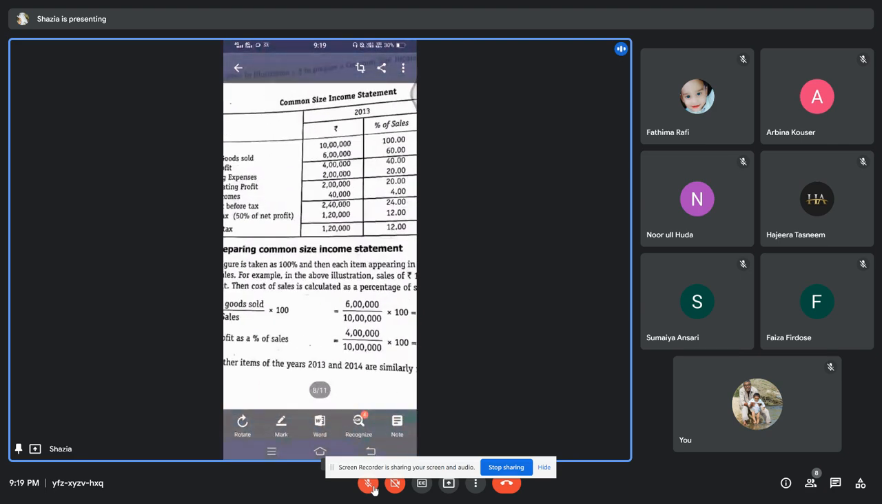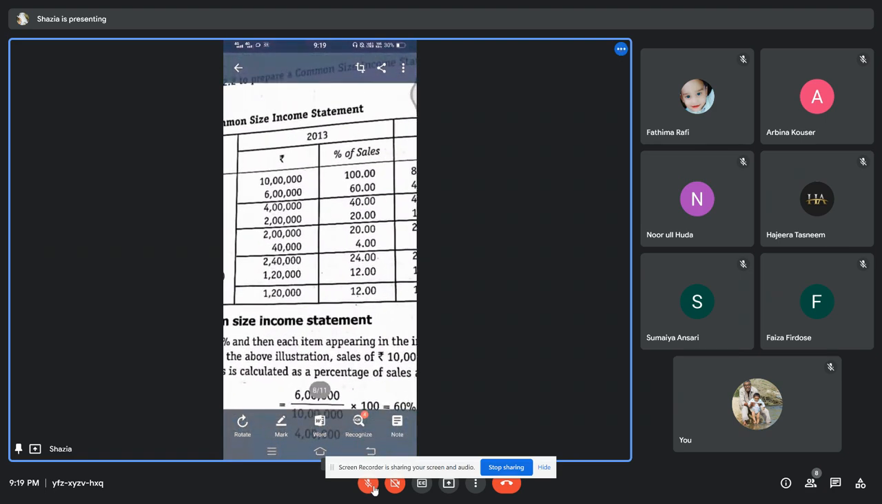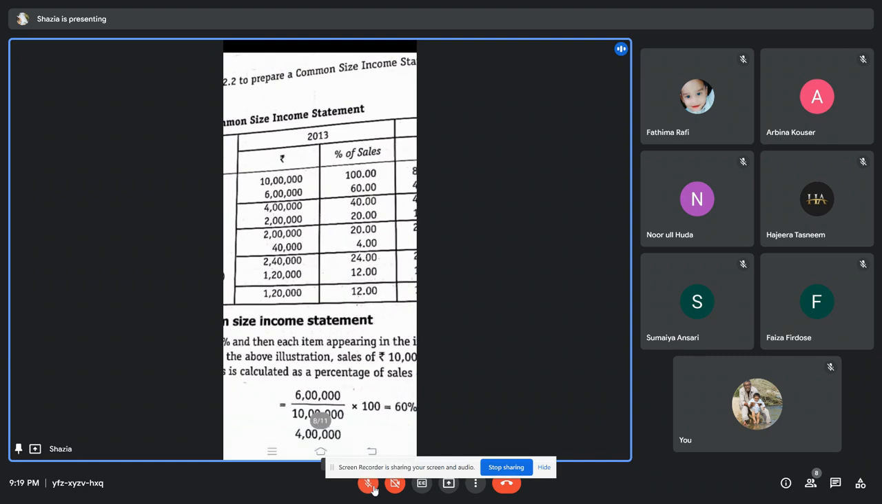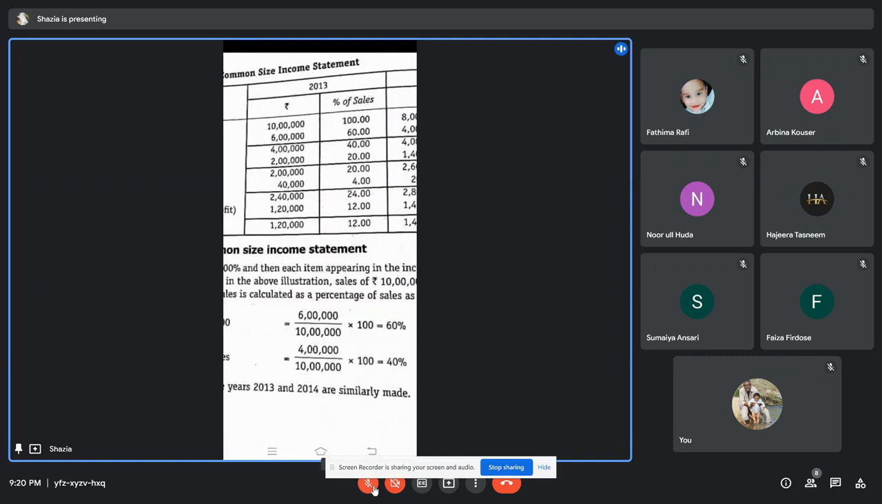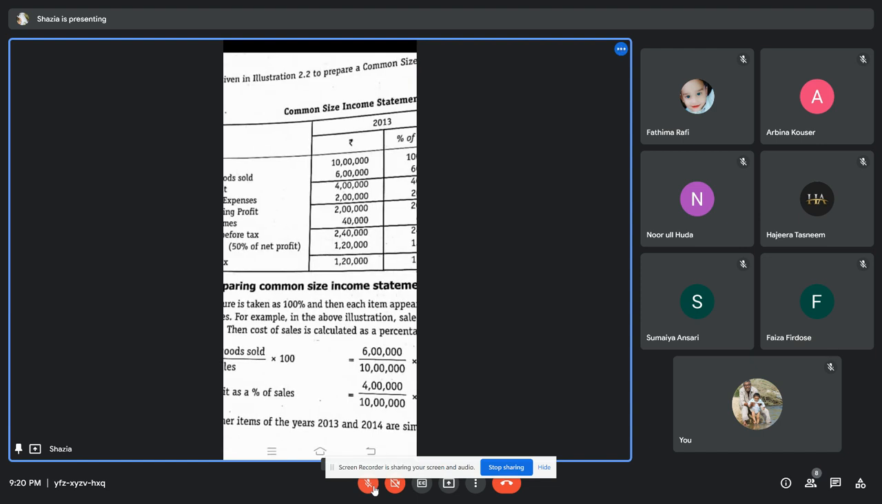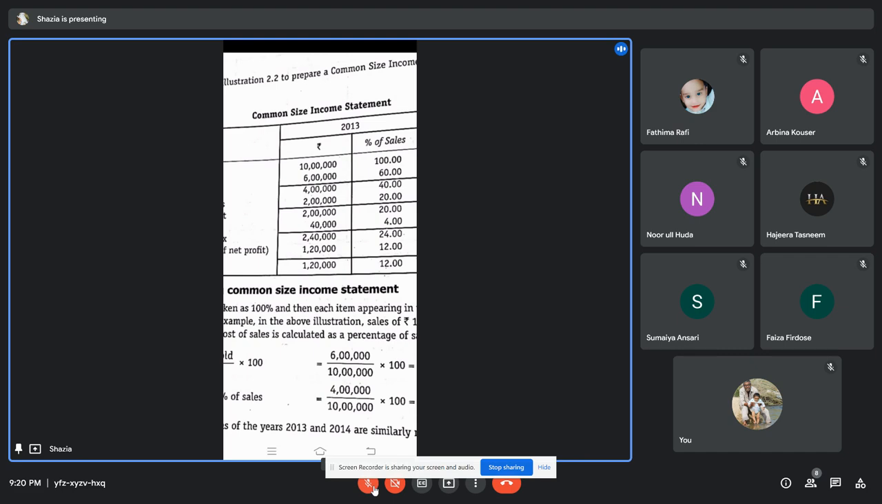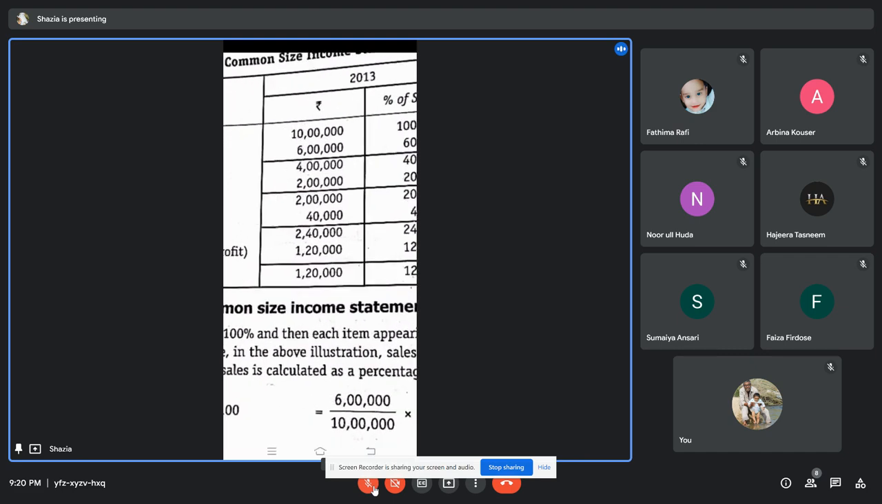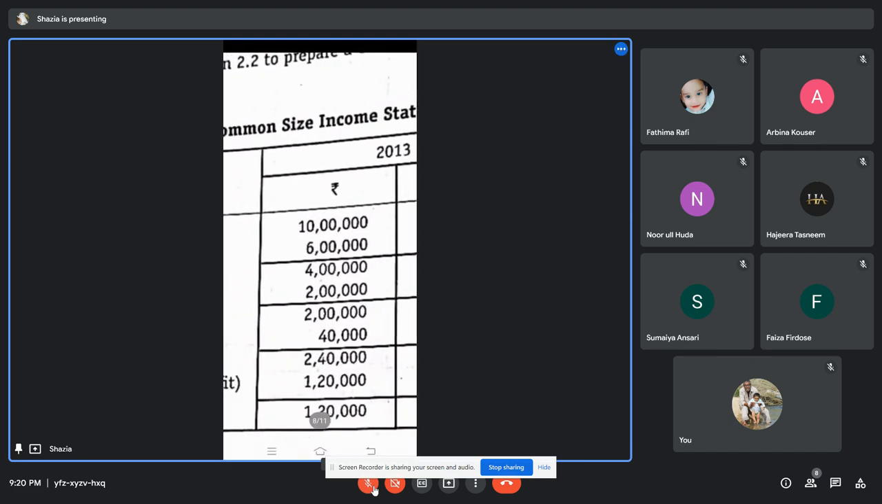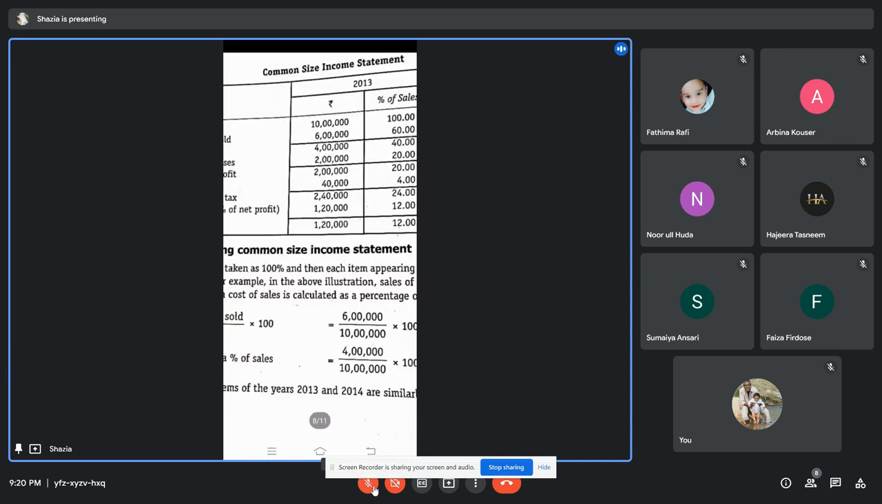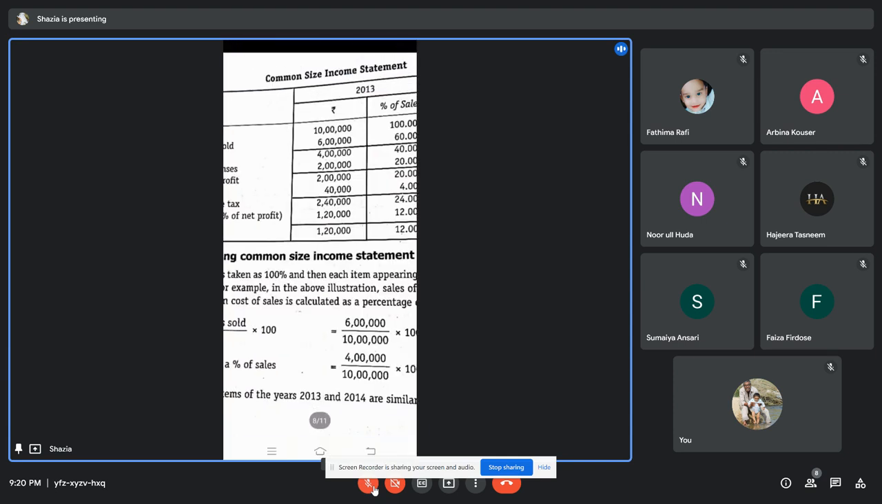Now we have to find the percentage, isn't it? Now, how did you get this 60% here? You don't know? So, how do you calculate this? Taking the sales as the base. Taking the sales amount as the base, and 100% sales, so definitely we have to take this 10 lakh as the base. For each and every item, you should divide with 10 lakhs only. Everything should be divided with 10 lakhs.